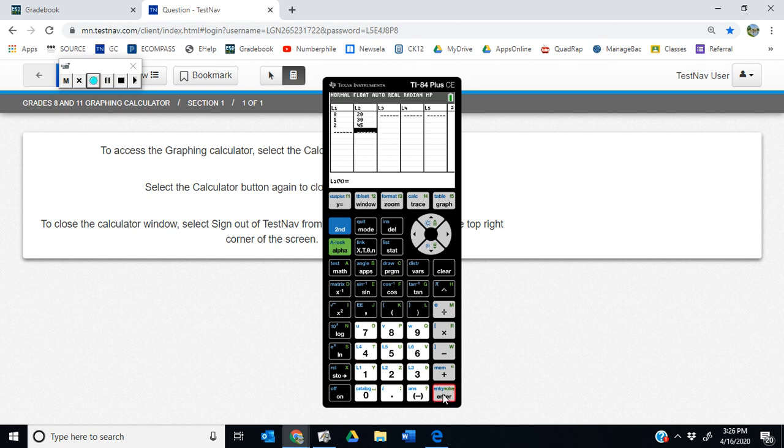Okay, so the data is in the calculator. Now I'm going to hit Stat, and I'm going to go to Calculate. I'm going to have the calculator calculate what is the exponential model.